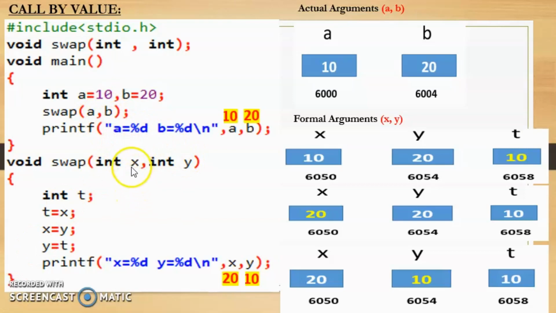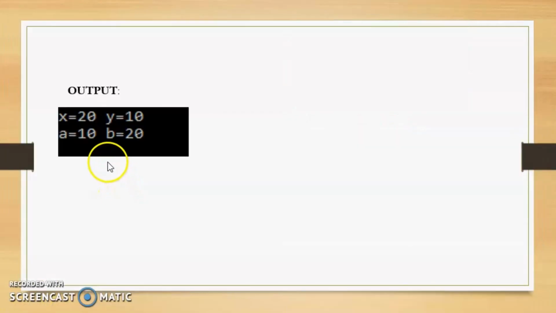Now one more thing we need to note here is that the formal parameters and the actual parameters may have the same variable name or they may have different variable names. In this example, I've taken different variable names. That is, for actual parameters I've taken a and b, and for formal parameters I've taken x and y. If you want, you can even take this as a and b. Accordingly, these statements will also change. So the output of the program will be: it will print x equal to 20 and y equal to 10, and then a equal to 10 and b equal to 20, where x and y are the formal parameters and a and b are the actual parameters.